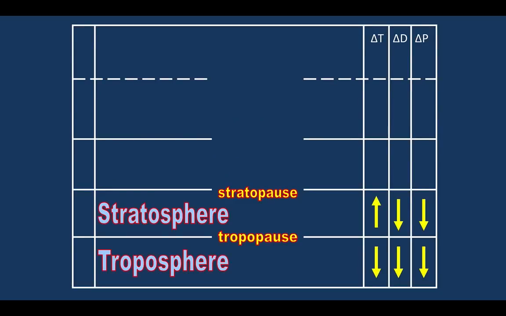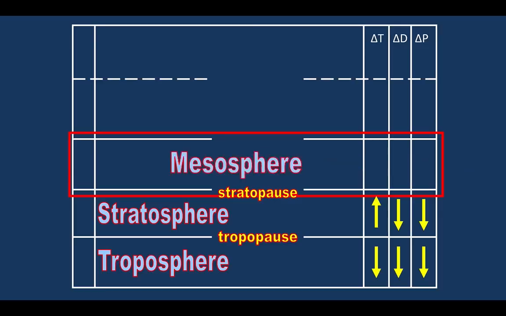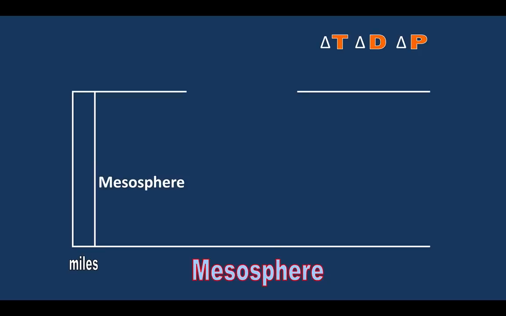Our next layer is called the mesosphere. Now, meso means middle. I'll go ahead and label the mesosphere. And this goes from about 31 miles up to about 53 miles. And the top of this, as you might have already figured out, is called the mesopause. Now, the mesopause is where it stops before it becomes our last major layer.